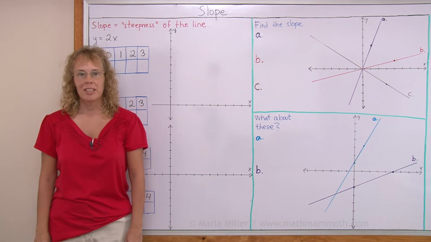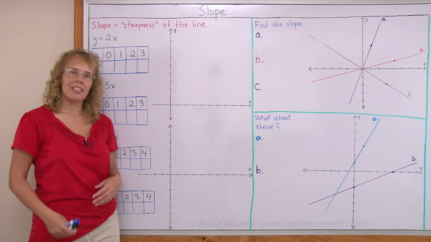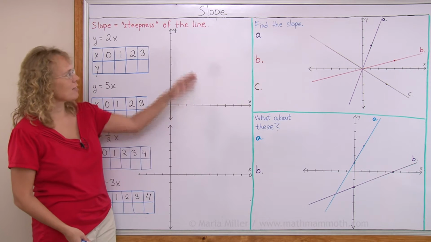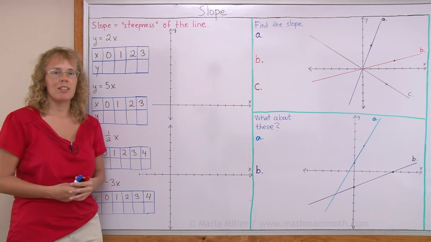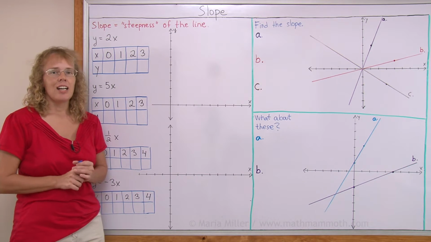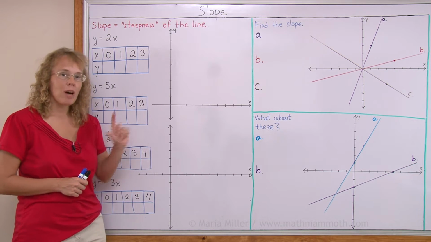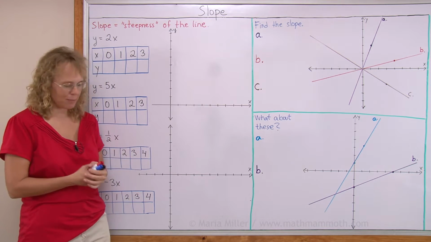In this lesson we're going to study slope. Now slope, informally speaking, is the steepness of the line. We're going to graph some lines here and I have some over there too. So it's basically the steepness of the line. More technically speaking, it is defined as the ratio of the y increase compared to the x increase. We'll look at that in a moment.